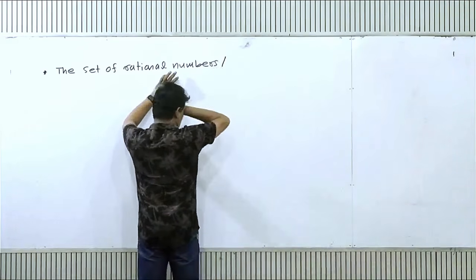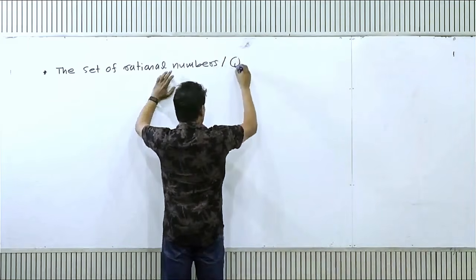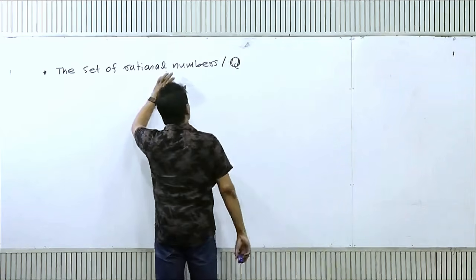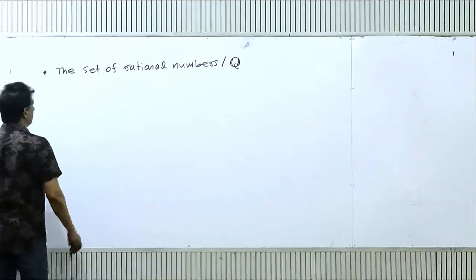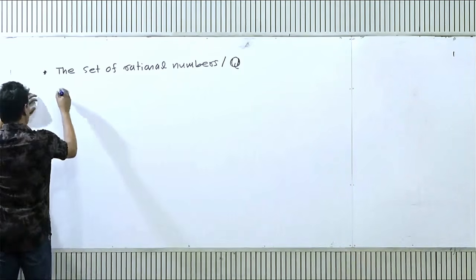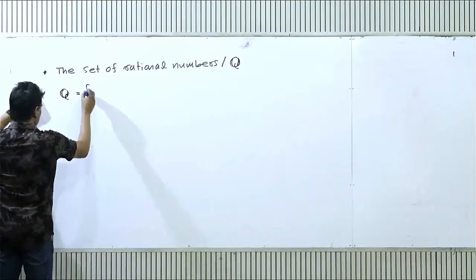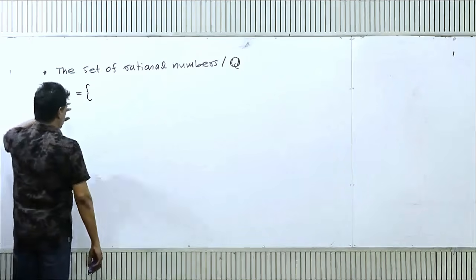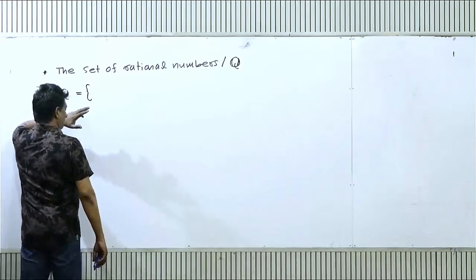This is the notation. This is normally Q, but there are two double lines, right? This is the notation for this rational number set. There is a definition. In this definition it says what rational numbers mean, right?